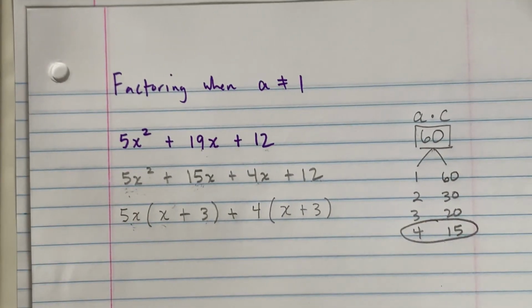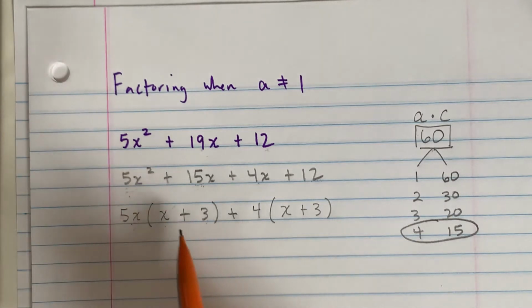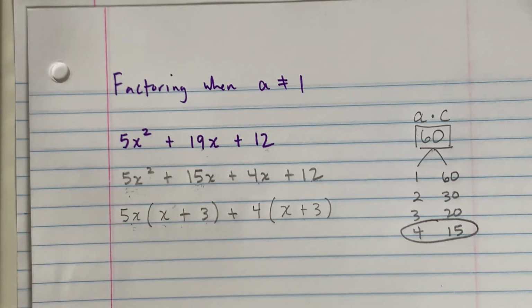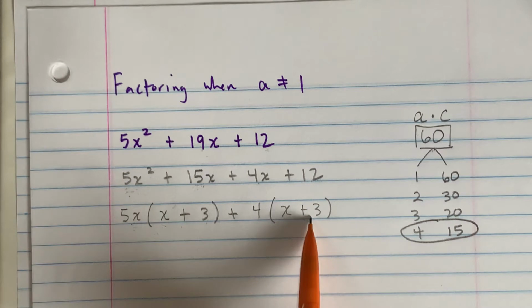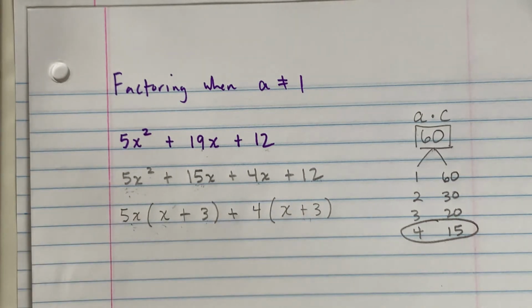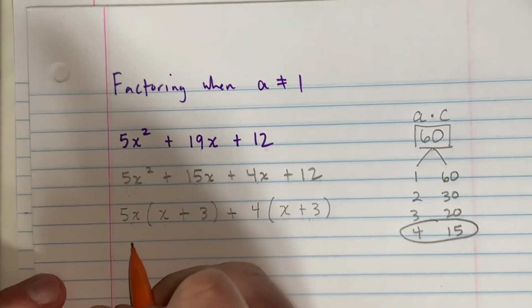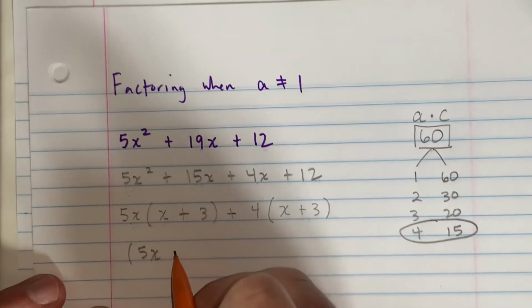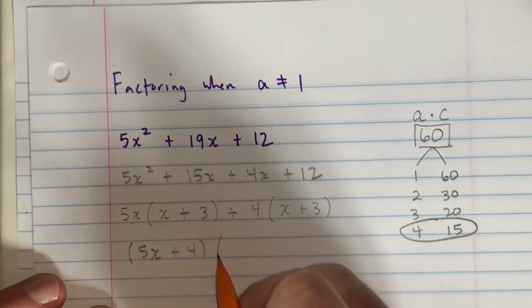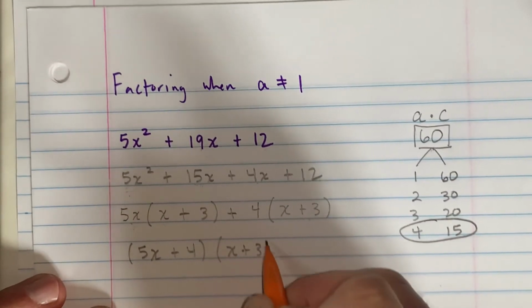And if you notice what happens, these are the same. Okay, so these both have x plus 3. So if they both have x plus 3, then we can rewrite this as 5x plus 4 multiplied by x plus 3.